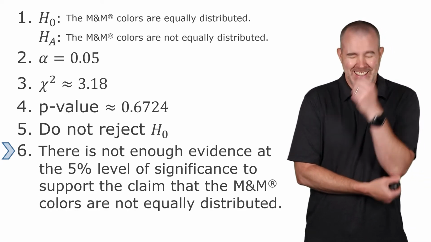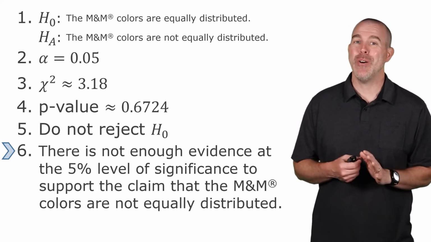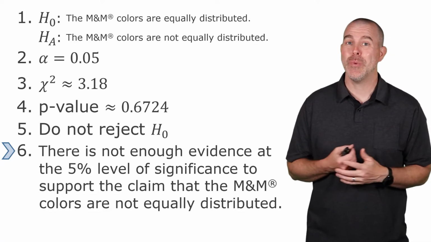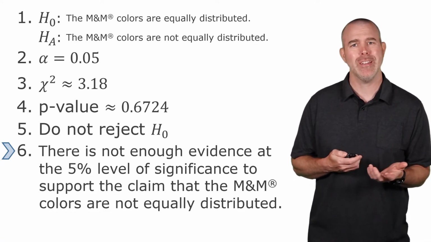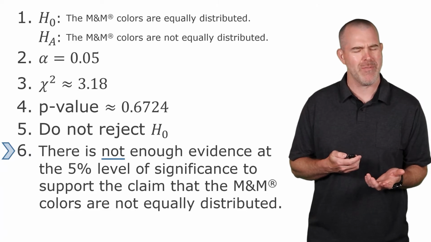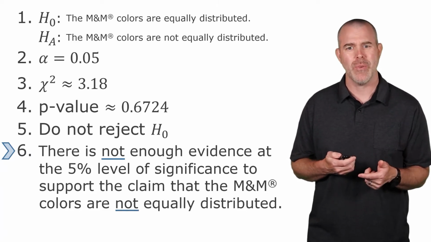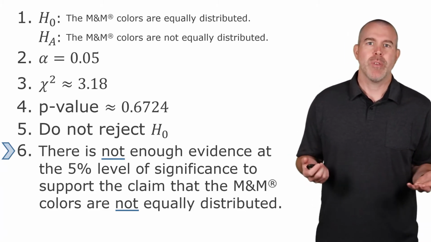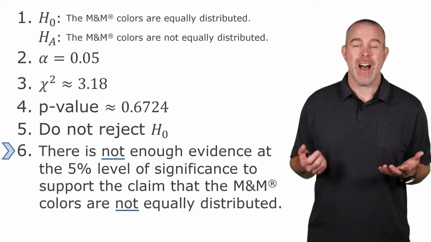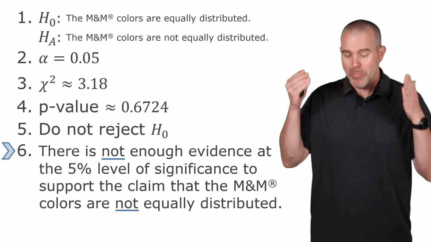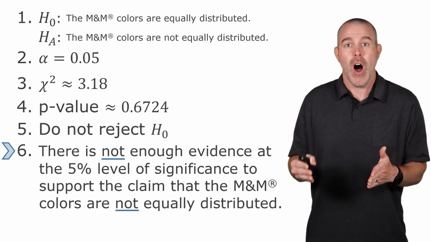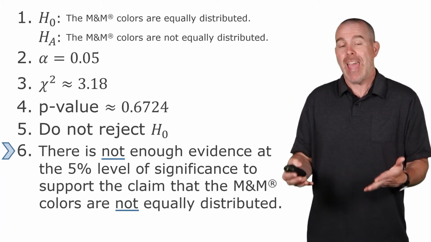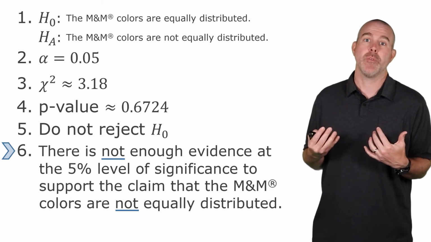Now, for those who are skilled with English grammar, you might be wondering: wait, we don't have enough evidence to show they're not even, so why can't we just say they're equally distributed? That's one of the peculiarities of hypothesis testing. I can't prove they're evenly distributed. All I can say is that I can't prove they're not equally distributed.